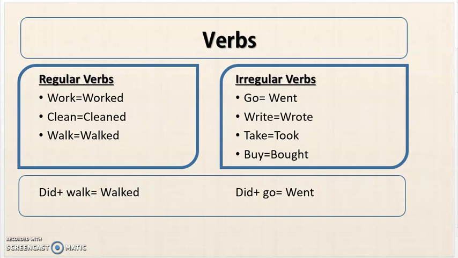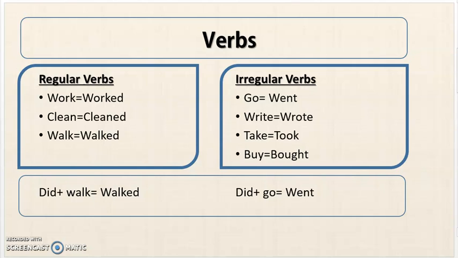Please understand verbs or actions can be classified into two categories, regular and irregular. Regular verbs, as you all know, have two forms, work and worked. Worked belongs to past tense, or something happened previously, or something happened before: cleaned, walked, everything.